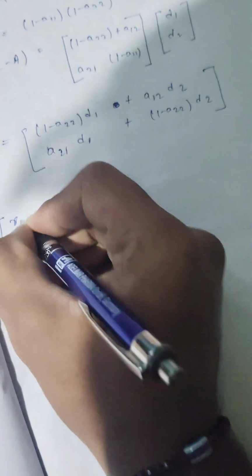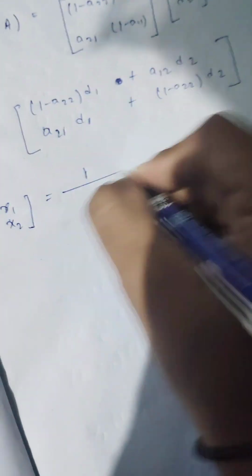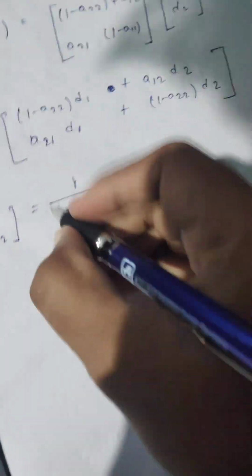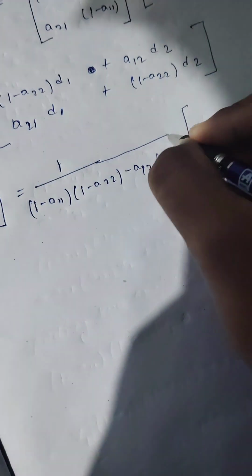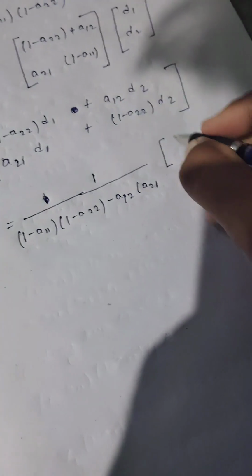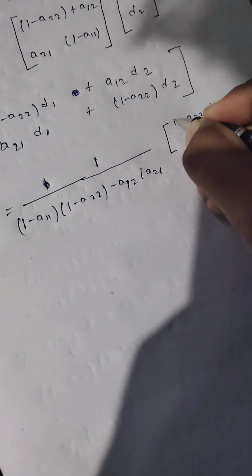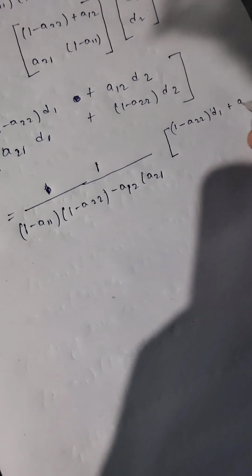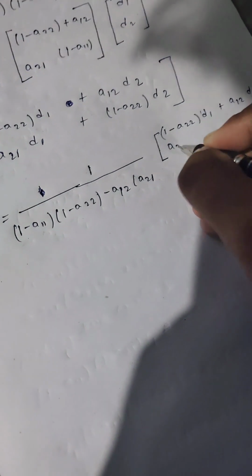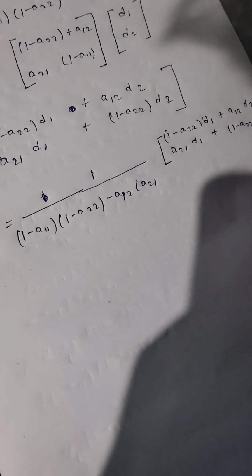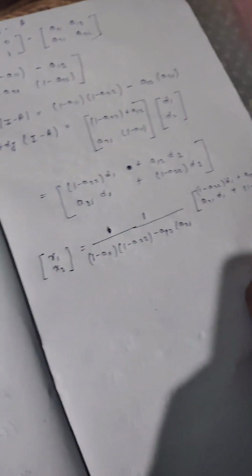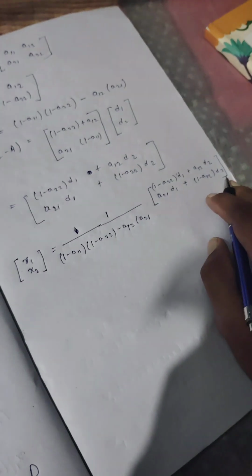So X1 and X2 is equal to 1 over the determinant, which is (1 minus a11) multiplied by (1 minus a22) minus a12 into a21, multiplied by [(1 minus a22) d1 plus a12 d2, a21 d1 plus (1 minus a22) d2]. So this is the final answer for X1 and X2 using the inverse matrix method.